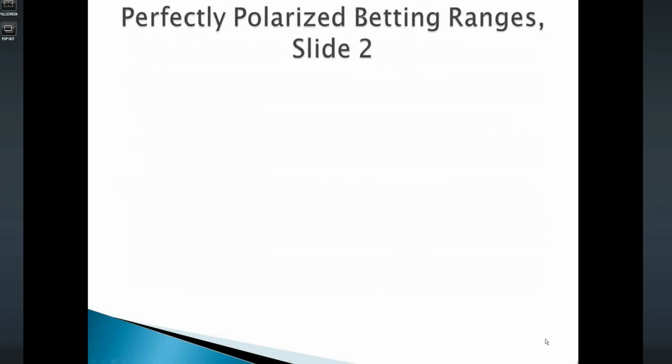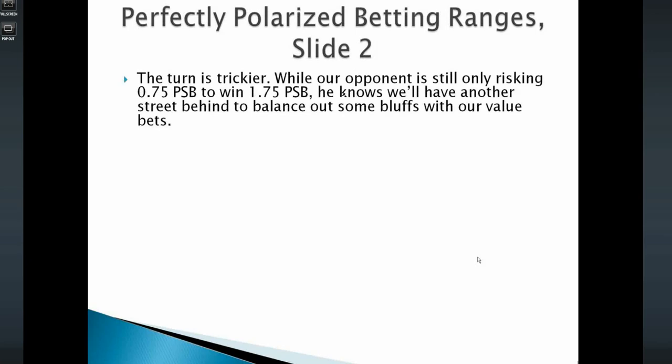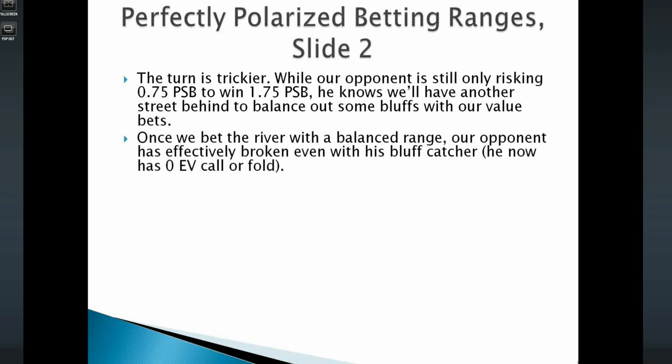Perfectly polarized betting ranges, slide 2. The turn is trickier. While our opponent is still only risking 0.75 pot size bets to win 1.75 pot size bets, he knows we'll have another street behind to balance out some bluffs with our value bets. Remember, as we talked about in the previous slide, we're always betting 0.75 pot size bets on all 3 streets. Once we bet the river with a balanced range, our opponent has effectively broken even with his bluff catcher. He now has a 0 EV call or fold. It doesn't matter what he does, he's already lost all the money he's put into the pot at that point.